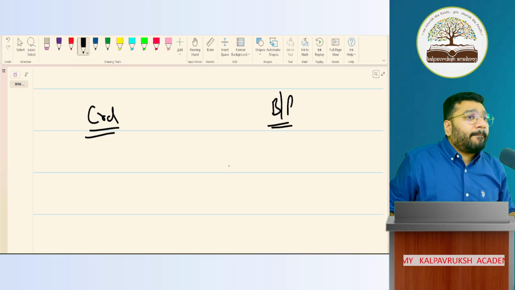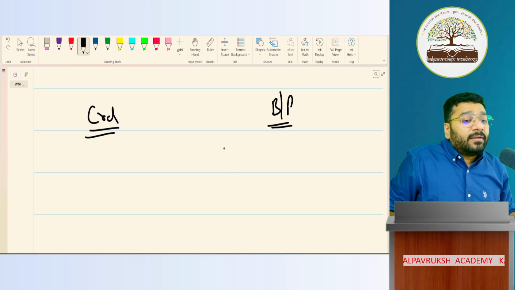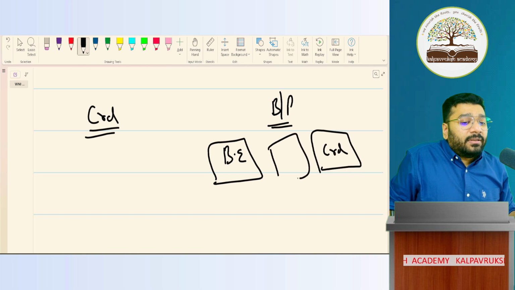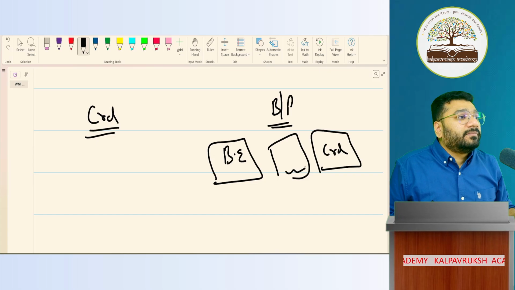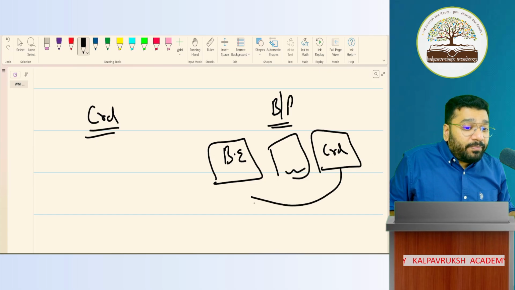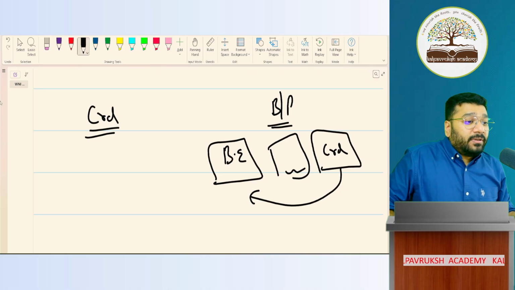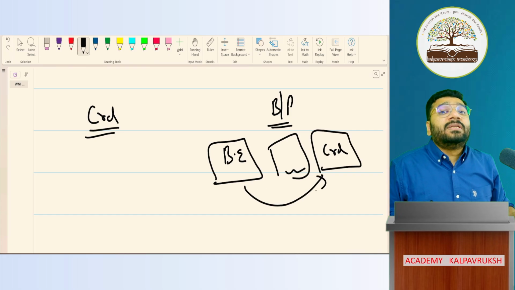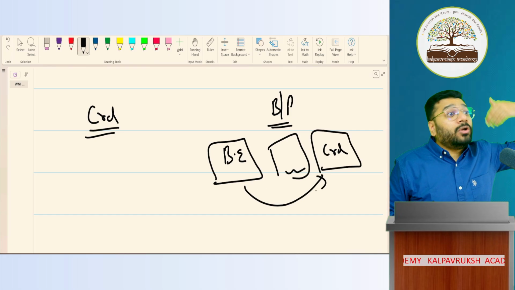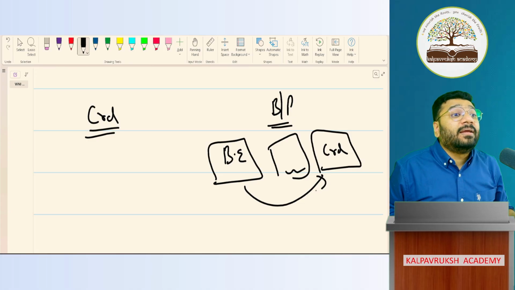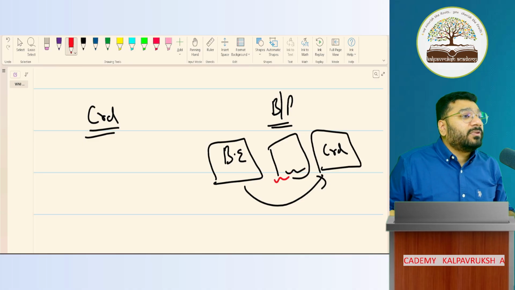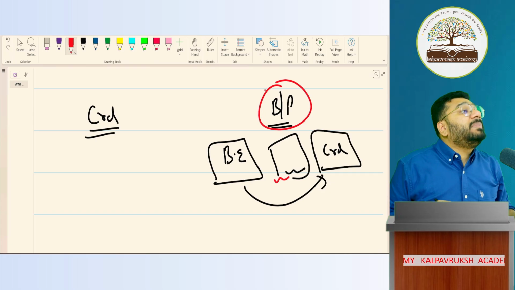In case of bills payable, between the business entity and the creditor, there is a written agreement. A written agreement where the promise is there that this person has to pay to this person in future so much amount on so much date. When the agreement has been properly executed between both the parties and both of them sign it, this becomes BP, bills payable.